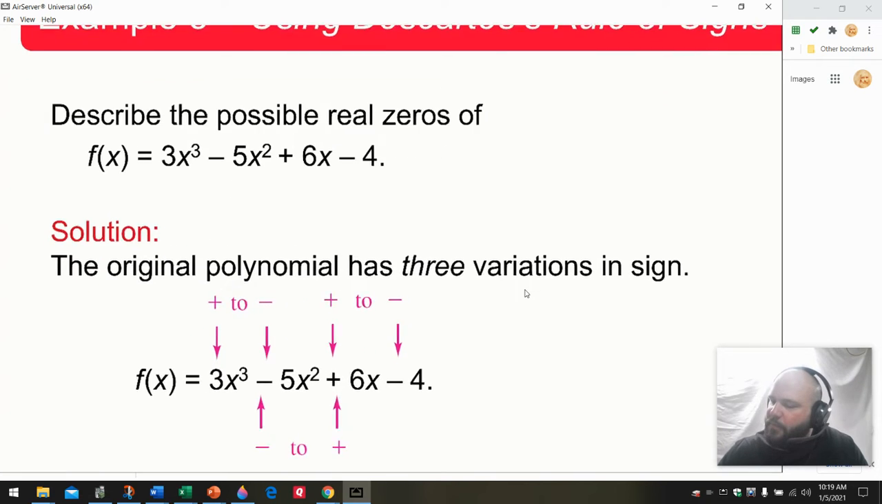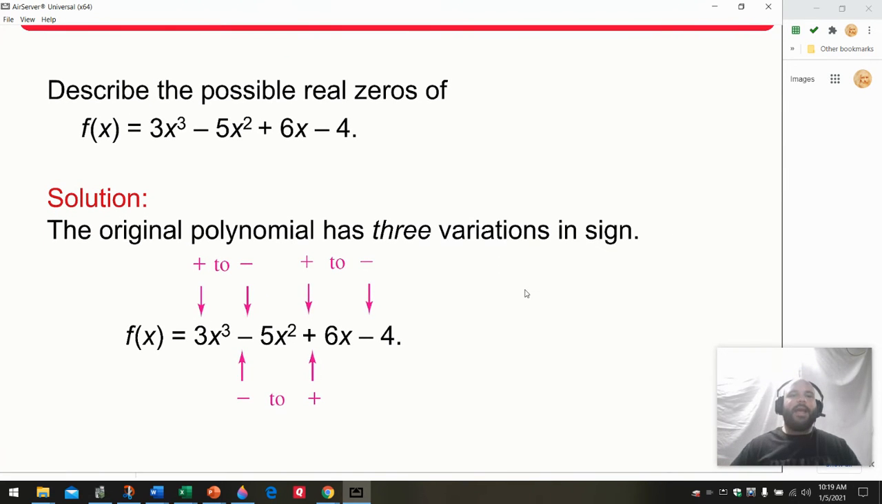So as an example, if you look at this function f of x equals 3x cubed minus 5x squared plus 6x minus 4, you can see that the first term is positive and then the second term is negative. So because we have two terms side by side and it goes from a positive to a negative, that is a variation in sign. Now, looking at the next two terms, you can see this one is negative, and then it goes back to a positive. So there is another variation in sign. It goes from negative to positive.